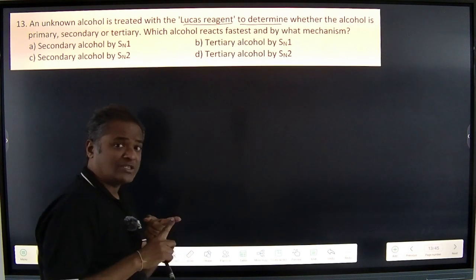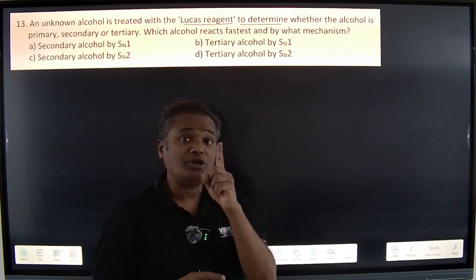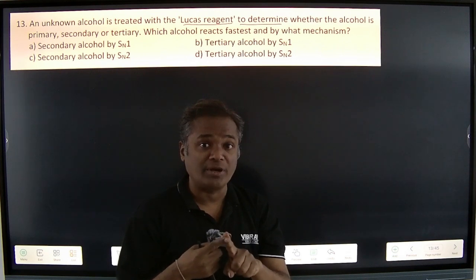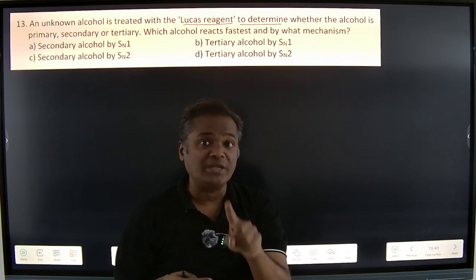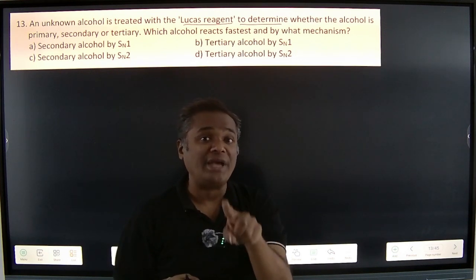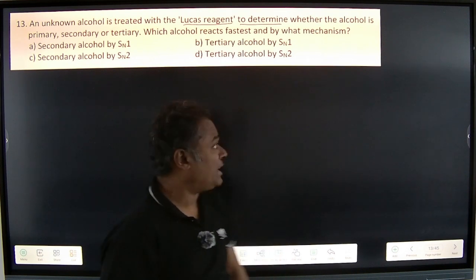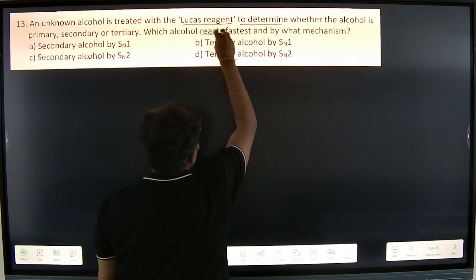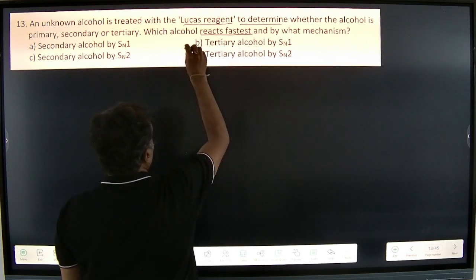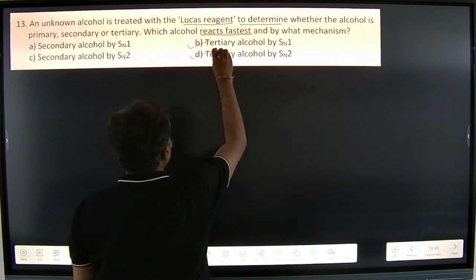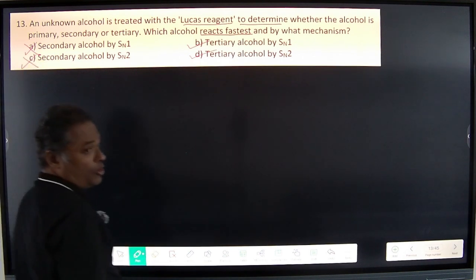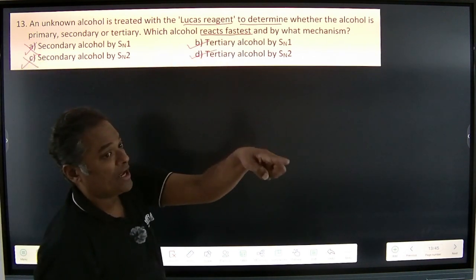if you remember Lucas reagent, yes, tertiary alcohol reacts very fast with Lucas reagent. Secondary will require 5 to 10 minutes and primary alcohol will not react with Lucas reagent at room temperature. That means if they are telling it reacts fast, it is very clear that they are talking about tertiary alcohols only and they are not talking about secondary. So, now my option can be either B or D.